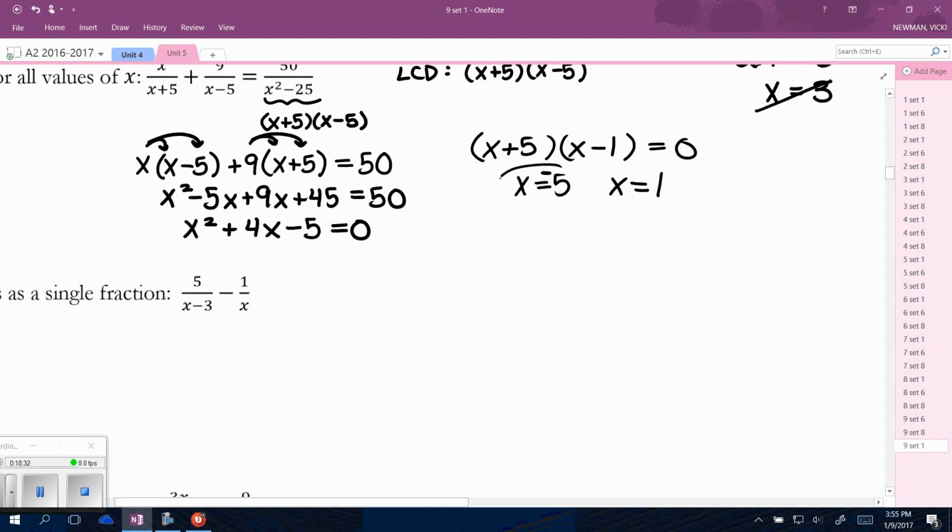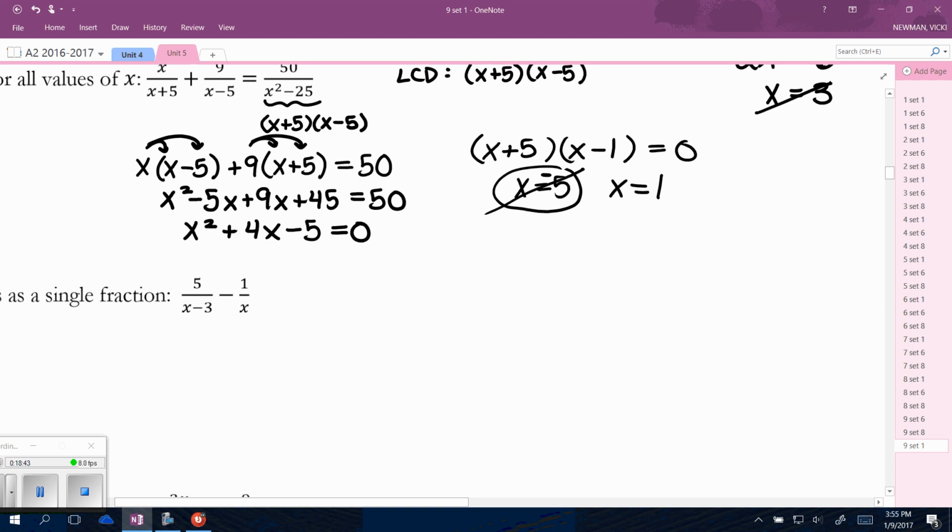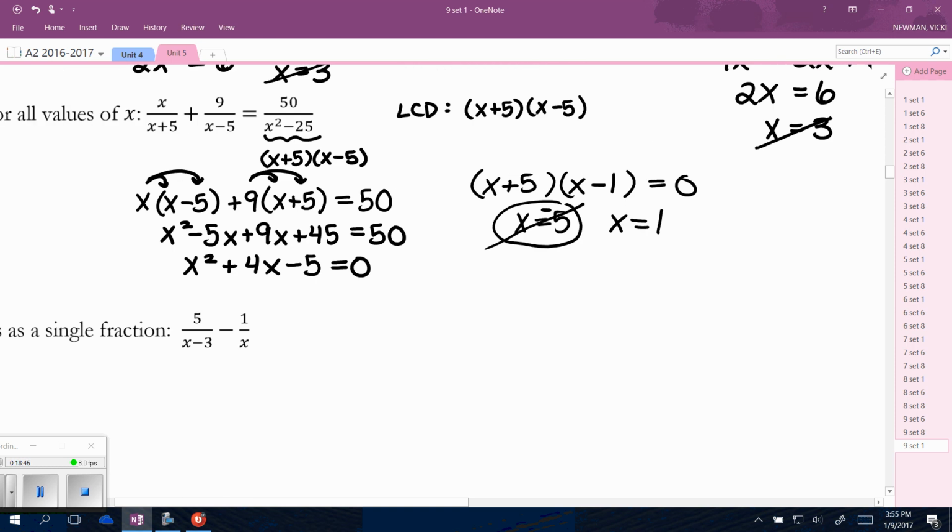Can x equal negative 5? Look at the original. If we plugged a negative 5 in, we would get a denominator of 0, so I can't use that answer. Can x be 1? Yeah. 6, negative 4, those are both okay. So my only answer is 1.